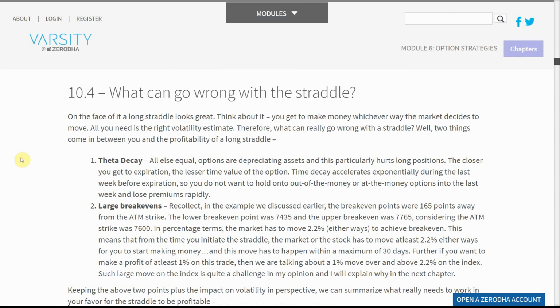10.4 What can go wrong with the straddle? On the face of it, a long straddle looks great. Think about it, you get to make money whichever way the market decides to move.